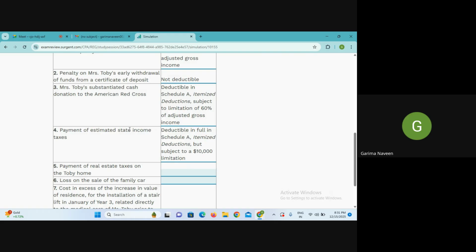Okay. So either you can take state and local income taxes as a deduction, or you can take state and local sales taxes as a deduction. So you can choose between income or sales taxes, and the limitation will be $10,000. So up to $10,000 you can get the deduction in Schedule A as an itemized deduction. Okay. Is it clear or any doubt? Clear, ma'am. Okay.